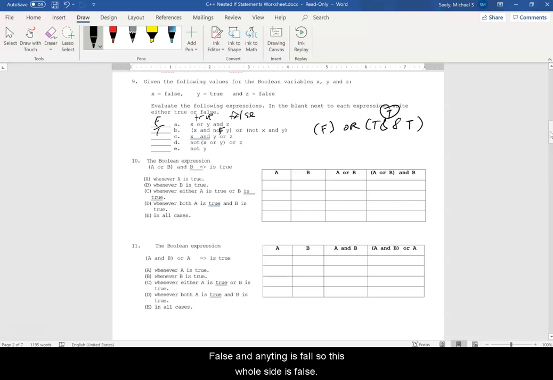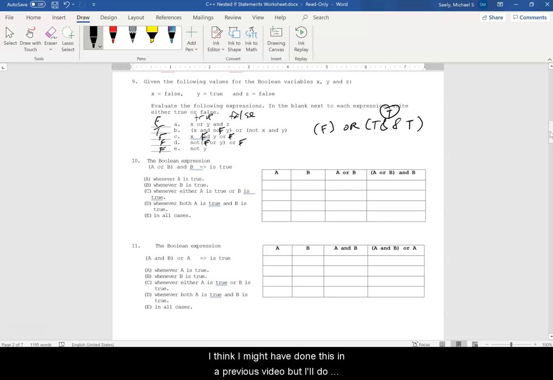False and anything is false, so this whole side is false. And then z is false, so false or false is false. False or true, one or the other is, yep, that's true. But if something's not true, it's false, so this whole thing is false. False or false is false. And then if something's not true, it is false. Okay, so you got false, true, false, false, false.